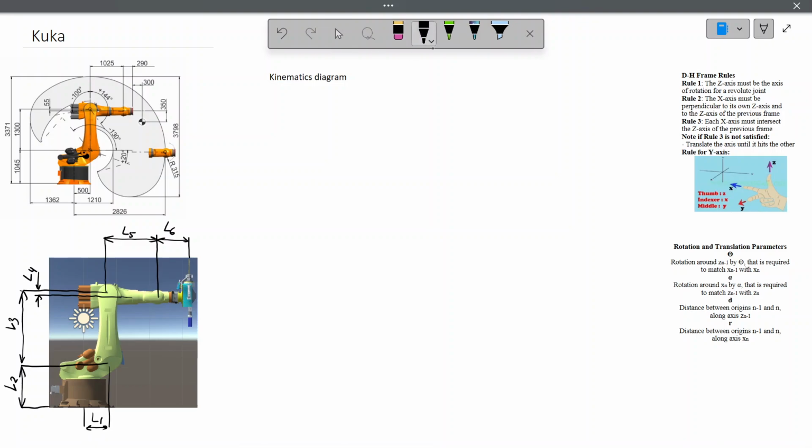So here we have all revolute joints. Revolute joints we draw this way, as a cylinder. So this is our first joint, this one. This rotates around this axis.